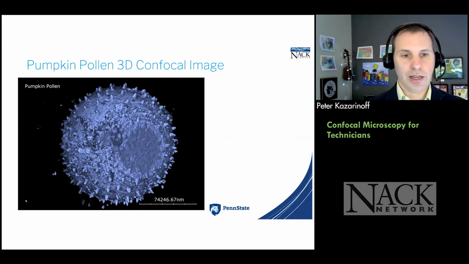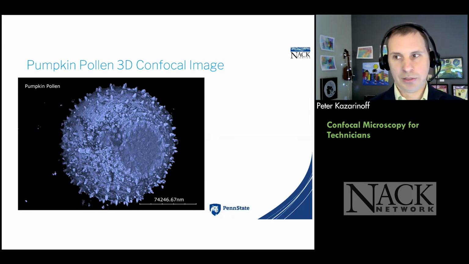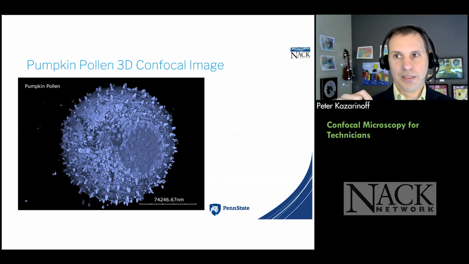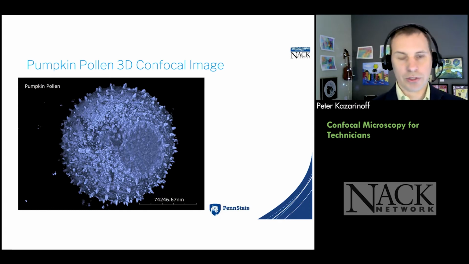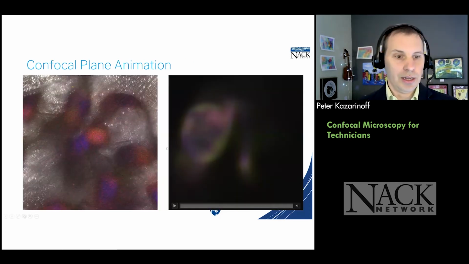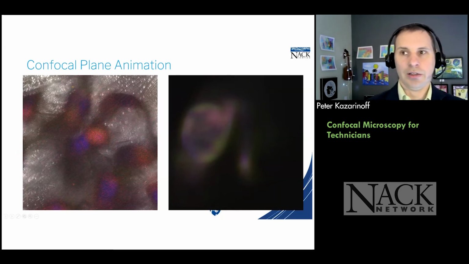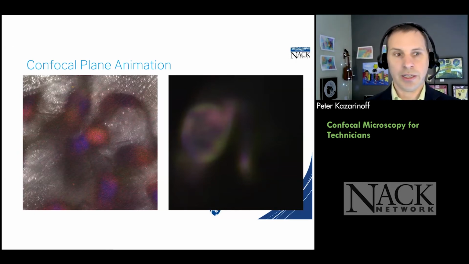And the reason that the pumpkin pollen looks flat on the bottom is that there's a limit with our confocal microscope in the depth of height that you can scan. And this pumpkin pollen was thicker than the possible depth that the confocal microscope can scan to. So next, I'm going to show some animations of what these slices look like up through different vertical planes.